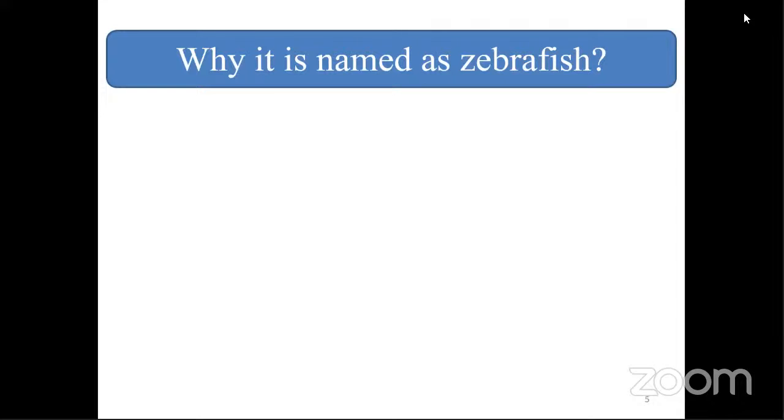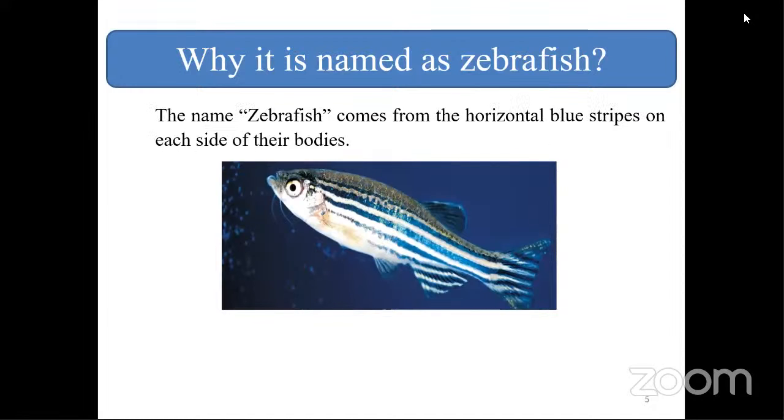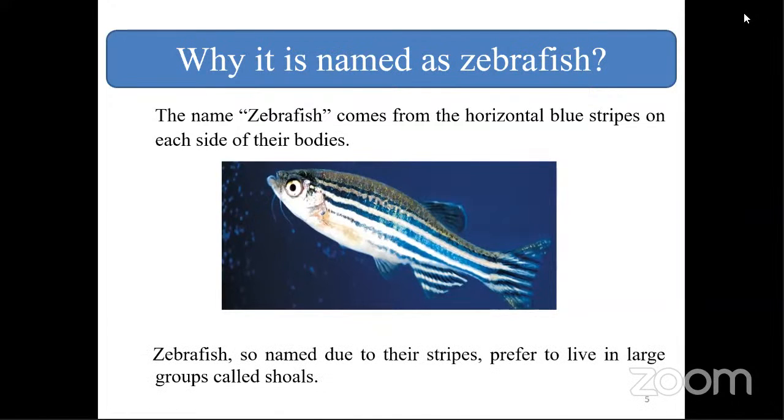Why is it called a zebrafish? You can see the fish on the screen. There are blue stripes lying horizontally, horizontal blue stripes on each side of the body. That's why we call it zebrafish. Even zebras have stripes. That's the reason why we call this species a zebrafish.